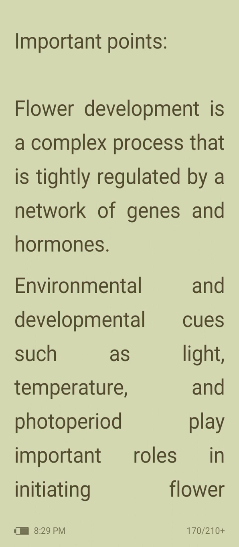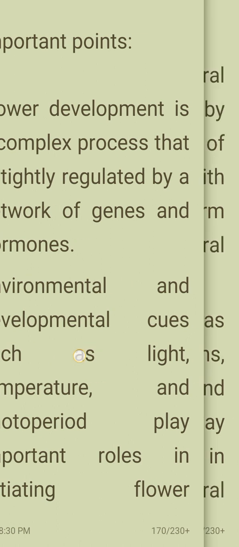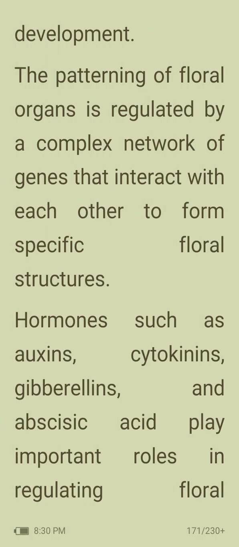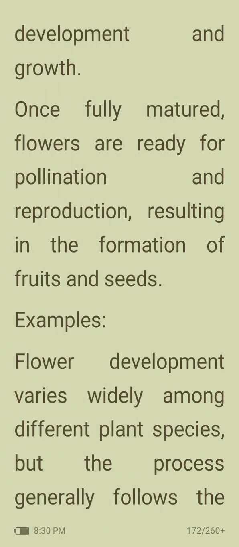Flower development is a complex process that is tightly regulated by a network of genes and hormones. Environmental and developmental cues such as light, temperature, and photoperiod play important roles in initiating flower development. The patterning of floral organs is regulated by a complex network of genes that interact with each other to form specific floral structures. Hormones such as auxins, cytokinins, gibberellins, and abscisic acid play important roles in regulating floral development and growth.